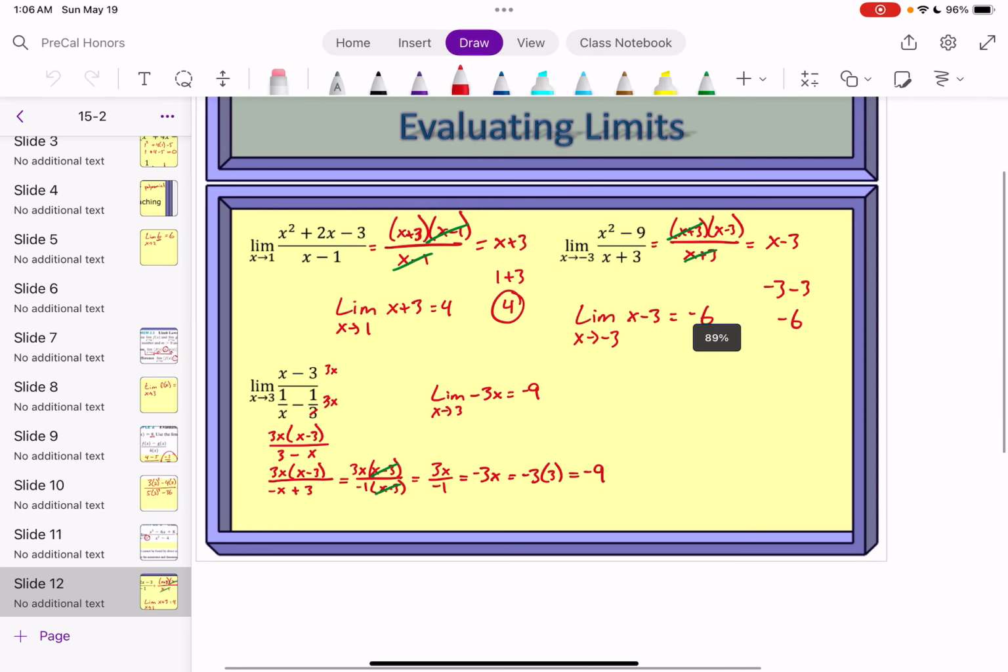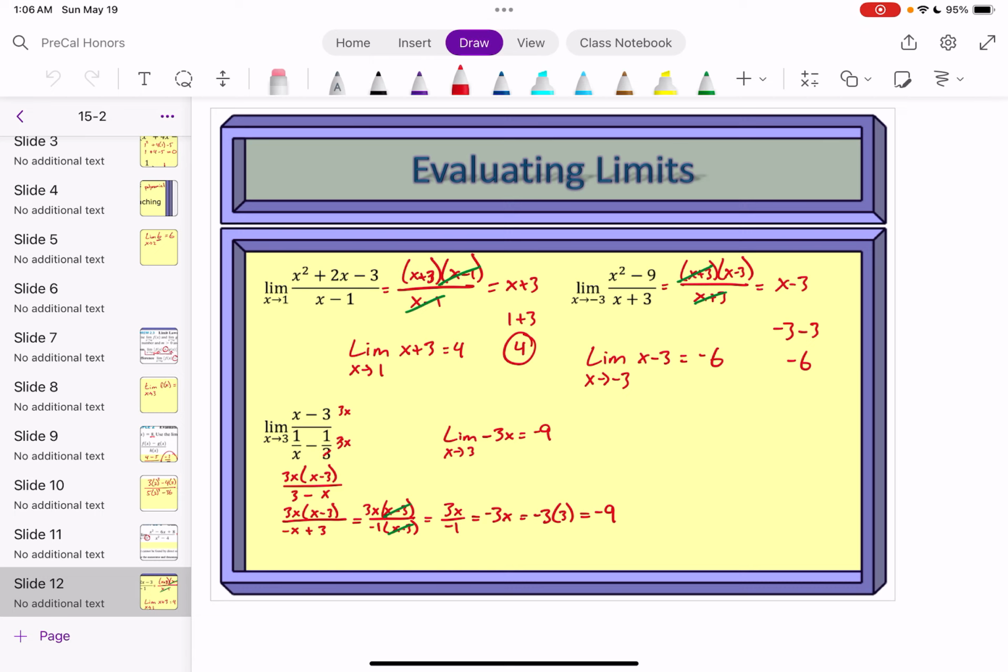This right here would be exactly how these problems would be rewritten, while also still finding the value that they would equal.